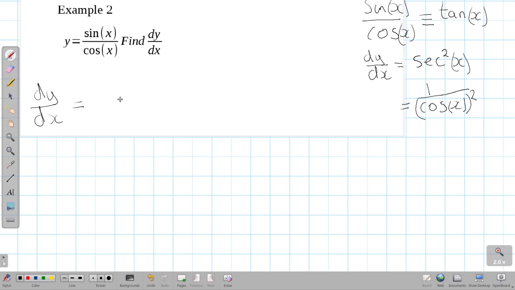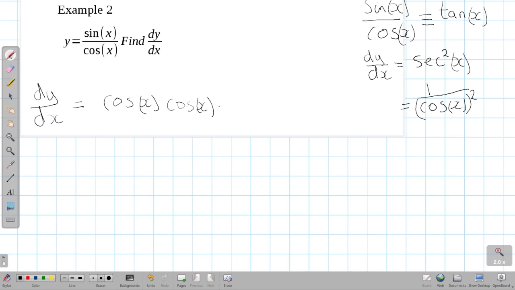the top is the u, the bottom is the v. The formula says we start with the v as it comes. So we've got cosine x, nice and easy, times the derivative of the top term. So the derivative of sine is simply cosine x. So we've got cosine x times cosine x, squared, in other words.